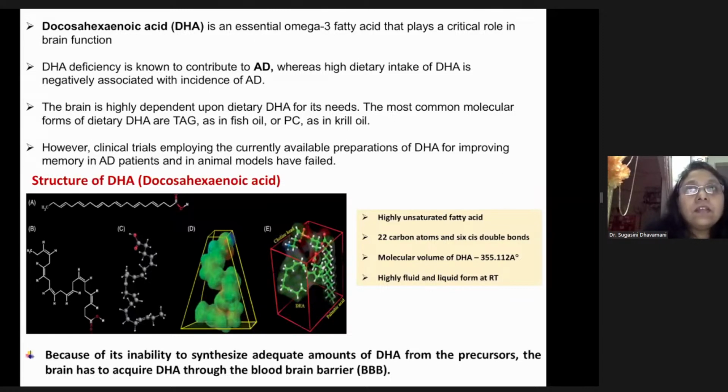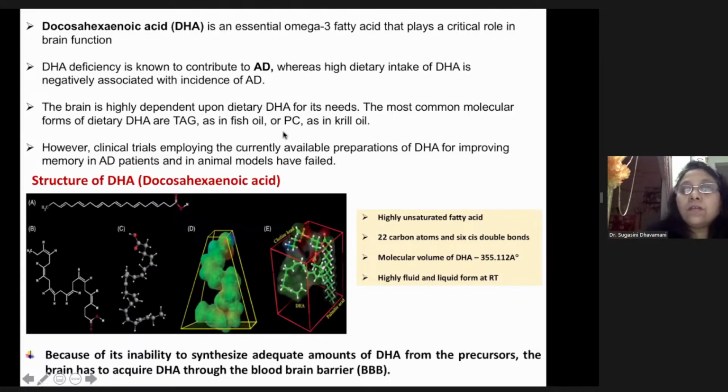is a long-chain omega-3 fatty acid and it plays a critical role in brain function, and its deficiency is known to be linked to Alzheimer's disease. A high dietary intake of DHA is negatively associated with the incidence of Alzheimer's disease. The brain is an important organ which is highly dependent upon dietary DHA for its needs. There are various molecular forms of DHA available.